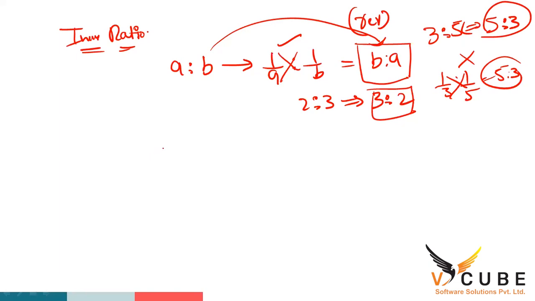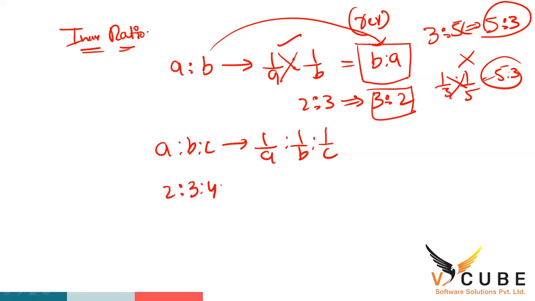For example, 3 quantities are given. So A is to B is to C. The inverse ratio is 1 by A is to 1 by B is to 1 by C. For example, a question like this, 2 is to 3 is to 4. The inverse ratio is 1 by 2 is to 1 by 3 is to 1 by 4.